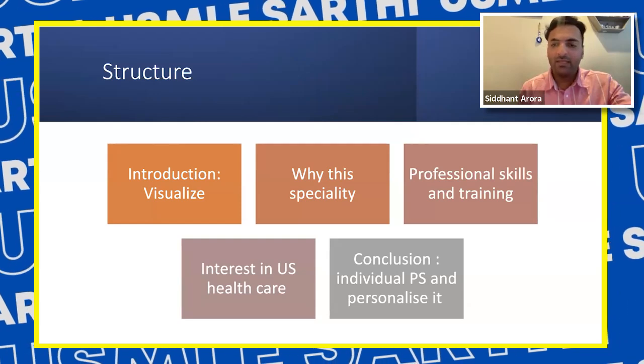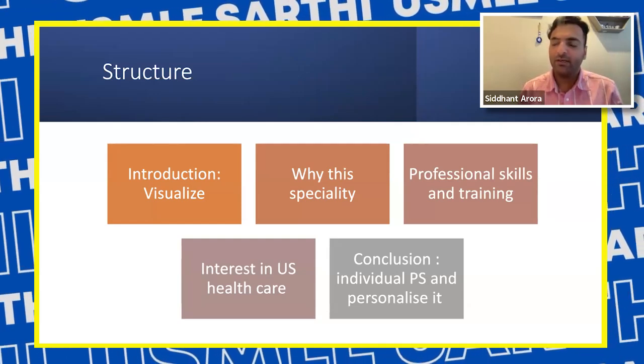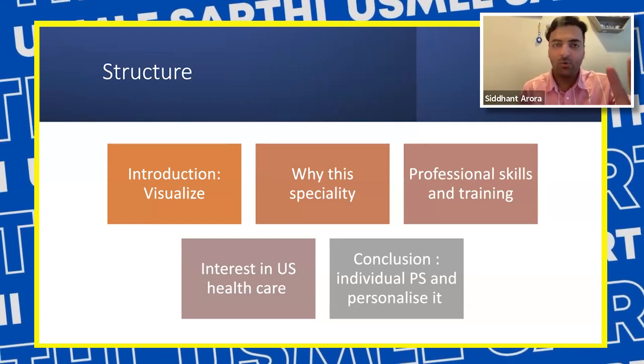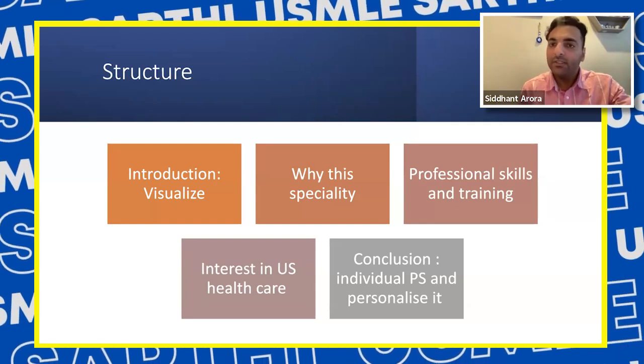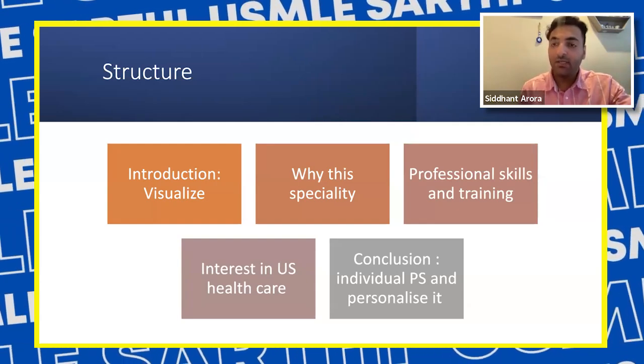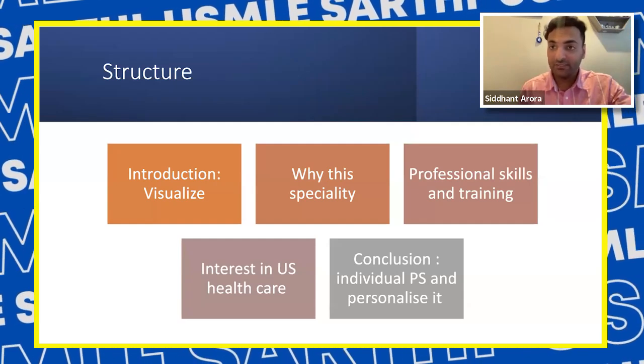And then I'd go towards professional and training, right? So yeah, I want to do this. I want to be a medicine physician. I want to be a surgeon. I want to be a pediatrician. Okay, so you're telling us you want to do this. Now you're at the point of applying for residency.